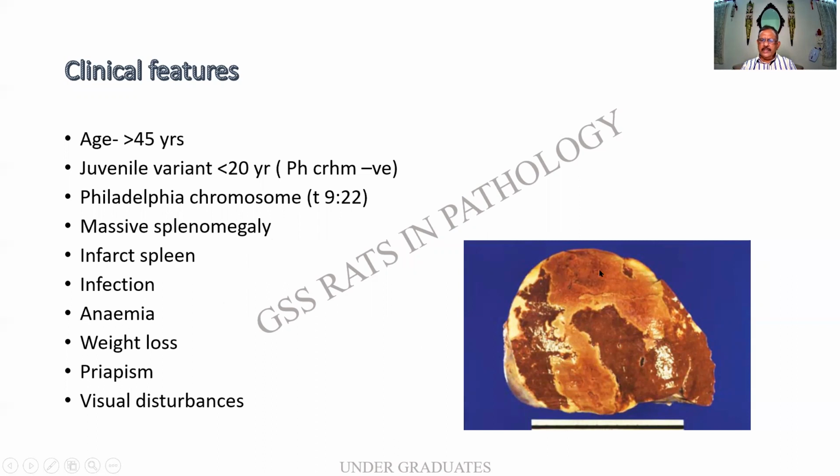Owing to the immense size of the spleen, it can go in for an infarction. Here I find that there are multiple sites of infarct which are joining together. And I would like to call this a geographic infarct. Patient is prone for infection, anemia, weight loss, priapism, sometimes because of the viscosity of the blood. Owing to the cellular elements, there can be priapism and visual disturbances. This also can come as a clue for you in the problem-based question.